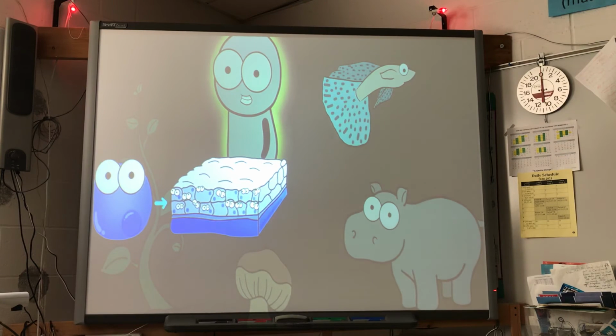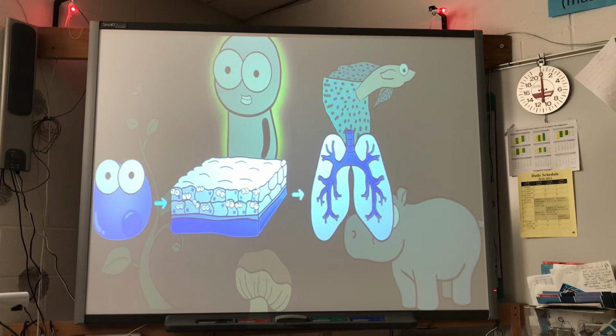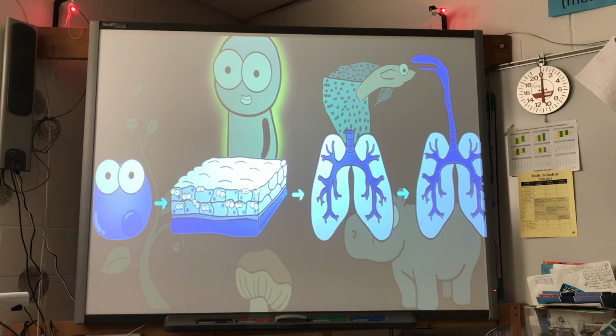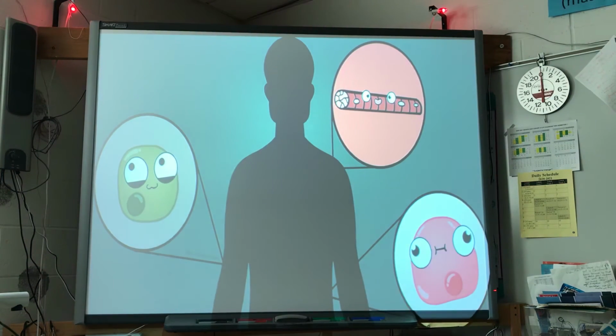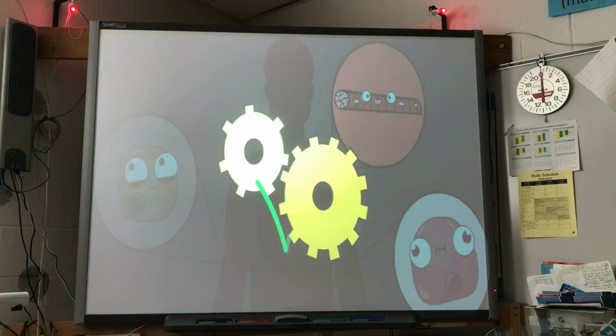Body tissues work together as part of an organ. Organs work together as part of an organ system. Your cells are specialized to work in these different levels of organization. You have skin cells, stomach cells, muscle cells, just to name a few, and their functions need to be regulated.